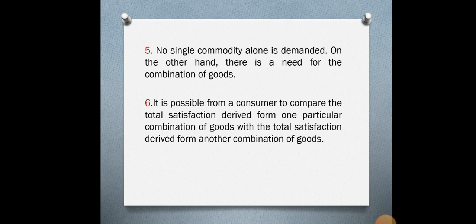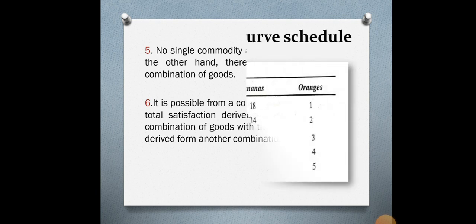Now the next assumption says that a single commodity alone is never demanded. The consumer always goes for a combination. So the consumer always needs a combination of goods, not just a single good. Now it is possible for a consumer to compare the total satisfaction derived from one particular combination of goods with the total satisfaction derived from another combination of goods. Like the earlier assumption says that goods or commodities are always demanded in combination, and once they are being purchased, then the consumer can definitely compare the satisfaction derived from one combination to another one.